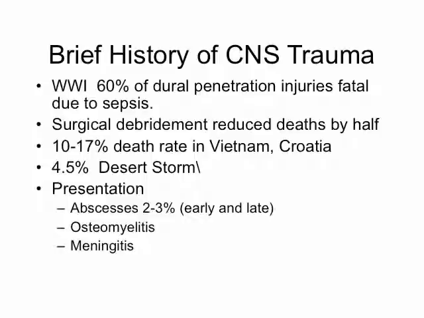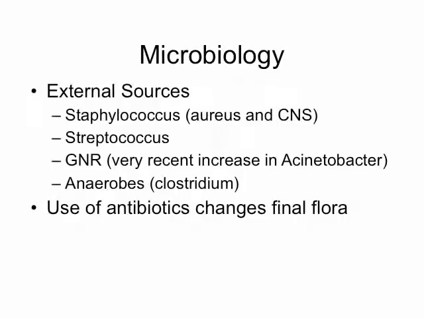Okay, the presentation of infection in these patients has usually been either early or late abscesses, but more typically you can see osteomyelitis and meningitis. So there's a variety of infectious complications of head wounds that involve infectious disease consultation. Most of these infections are usually from external sources, almost always skin bacteria, streptococcus, staphylococcus, or environmental agents such as Acinetobacter, which is more frequently seen these days, and occasionally some anaerobes like Clostridium. The use of antibiotics in infected head wounds very much affects the final flora.